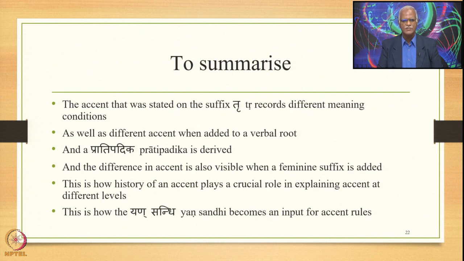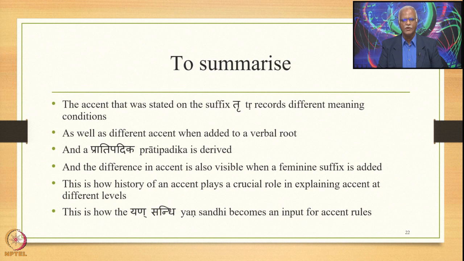To summarize what we have seen so far, the accent that was stated on the suffix tru records different meaning conditions. In case of trch, the meaning is just a doer. In case of trn, the meaning is a skilled doer. And the different accent is also provided by Panini to indicate this change of meaning. And then the pratipadika gets derived with these features of different meaning as well as different accent, even though the word form looks similar. And the difference in accent is also visible when a feminine suffix is added.